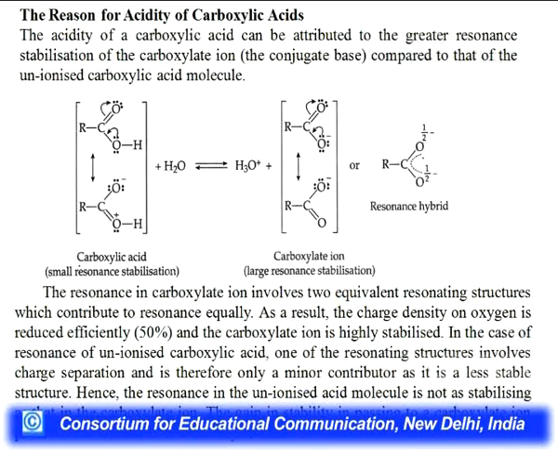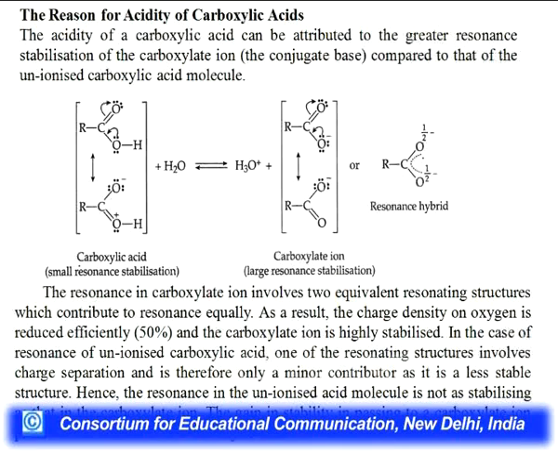So, you can see the structure of carboxylic acid and carboxylate ion. In the carboxylic acid the resonance is small and in the carboxylate the resonance is large, and you can also see the resonance hybrid. The resonance in the carboxylate ion involves two equivalent resonating structures which contribute to resonance equally. As a result, the charge density on oxygen is reduced efficiently and the carboxylate ion is highly stabilized.